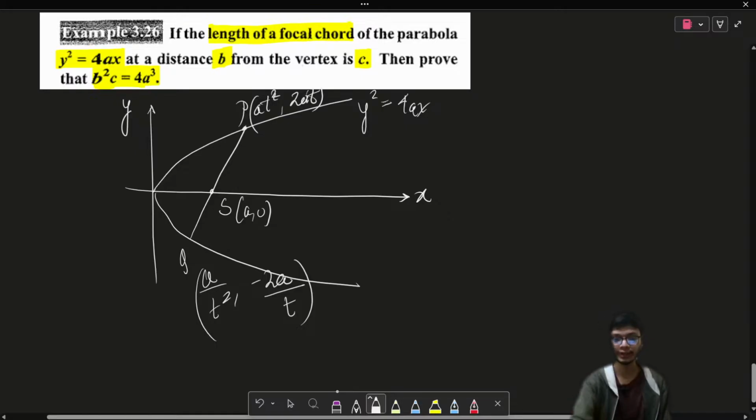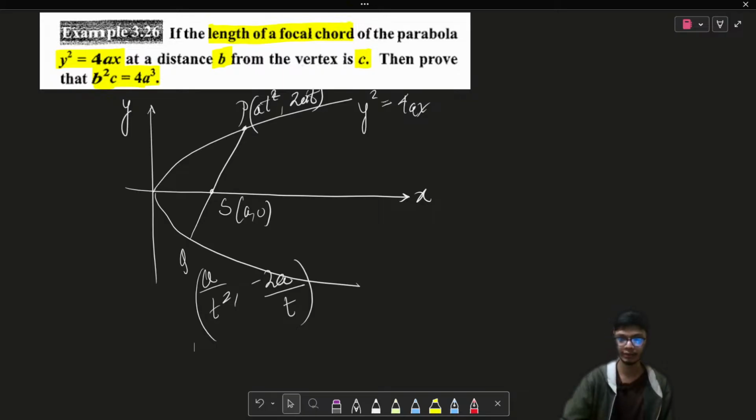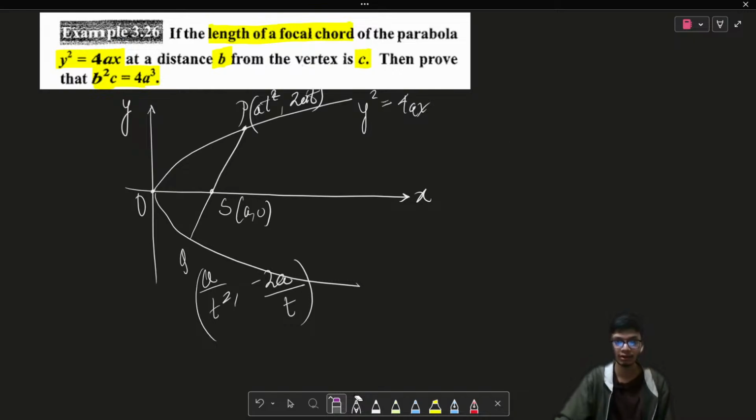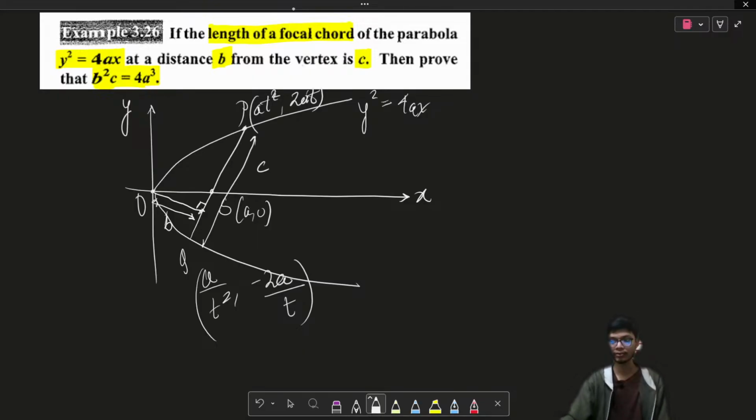So if I have this form over here, then from this particular relation we have been given that, let us call the vertex O and this point S. So this OS, which is mentioned over here, the focal chord of a parabola at a distance of b from the vertex. So this particular focal chord is at a distance of b from the vertex, which basically means this perpendicular distance. Okay, so this perpendicular distance is given as b, and then the length of the focal chord is given as c, right? So let us call this projection M.